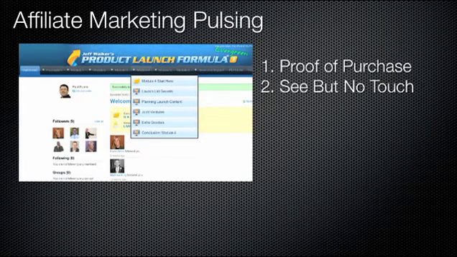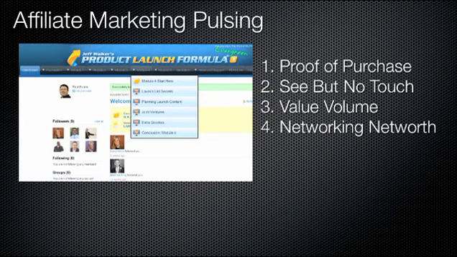Secondly, see but don't touch. Everybody can look inside of it, but they're not actually able to do anything with it. Three is value volume. I would begin to share exactly how much people are able to receive from this, what all they're going to gain from this, and show each one of these modules. Look at this. This highlighted is just module 4. So I would give value, volume, and then networking, net worth.